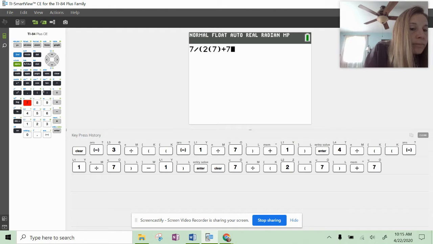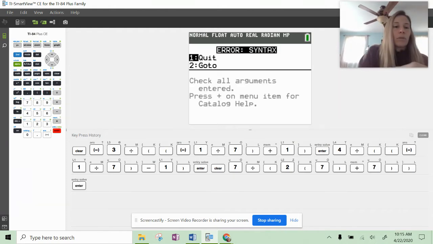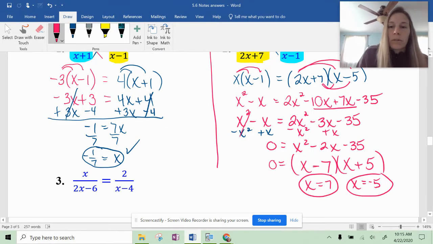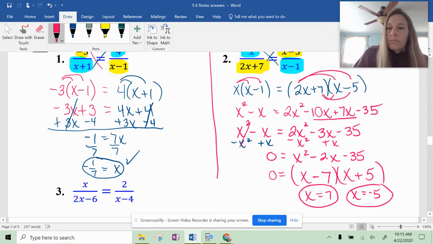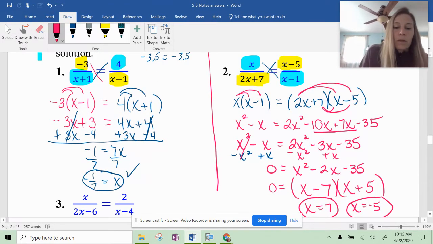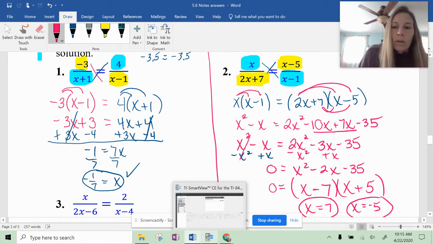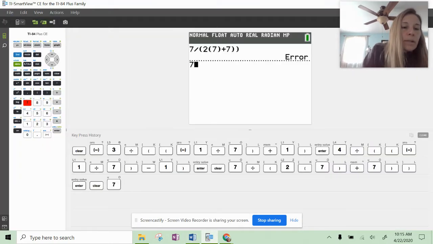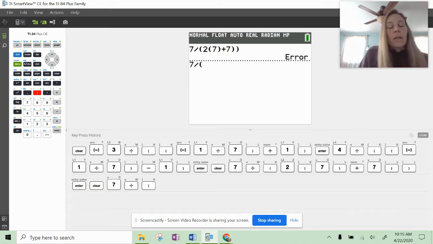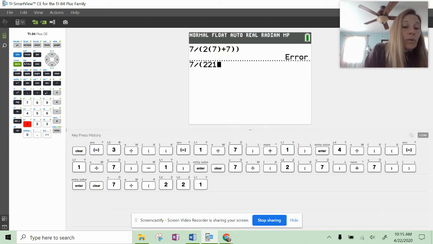plus 7. That gives me, oops, hold on a second. Let me see if I typed this in wrong. Yeah, I must have missed a parenthesis or something like that. So I'm going to put in the 7 for the x on the top. Then on the bottom, 2 times 7 is 14, and 14 plus 7 is 21. It's just easier to do it in my head there.